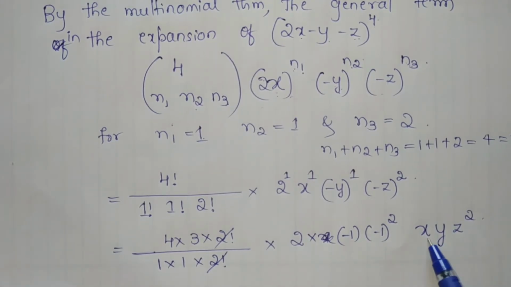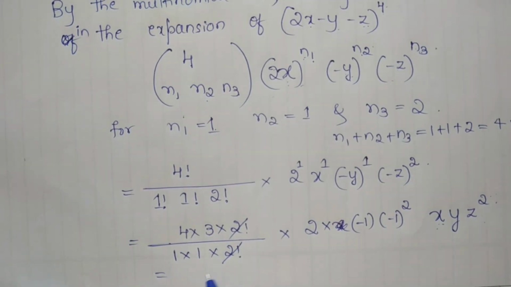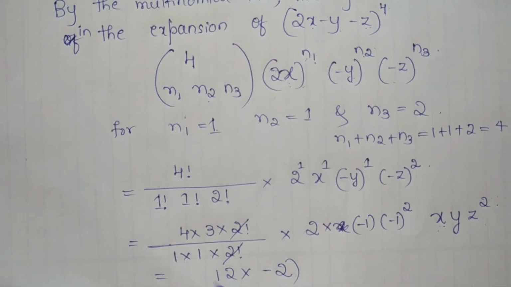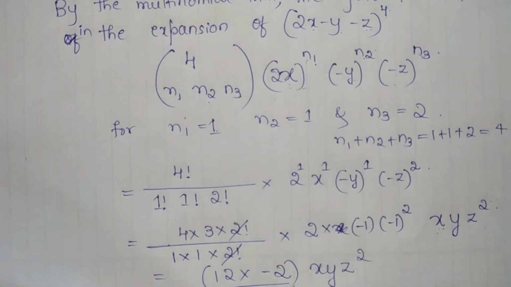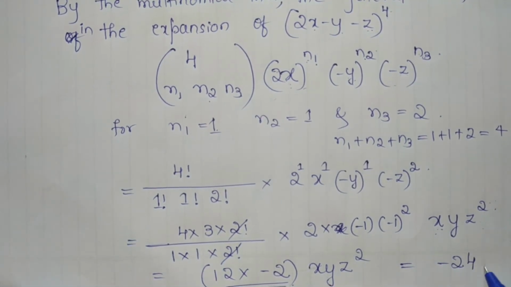So here don't put minus, because here again x minus y z square comes. But we want the term x, y, z square. Okay. So this is 12 minus 2. Right? X, y, z square. So this is the coefficient. So that is what? Minus 24.